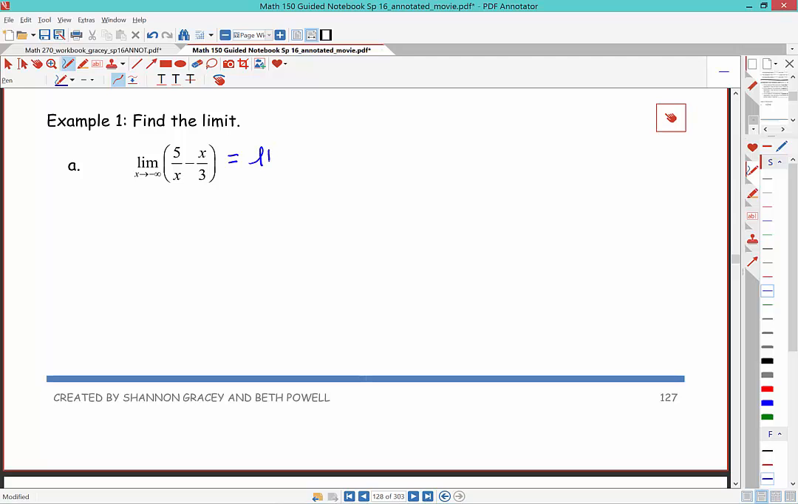So this ends up being the limit as x approaches negative infinity of 5 over x, minus the limit as x approaches negative infinity of x over 3. So I just used the fact that the limit of a difference of functions is the difference of the limits. So here we go.